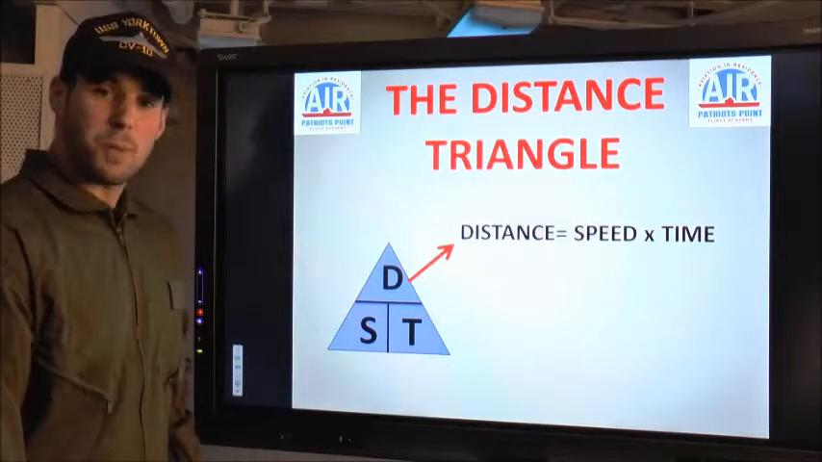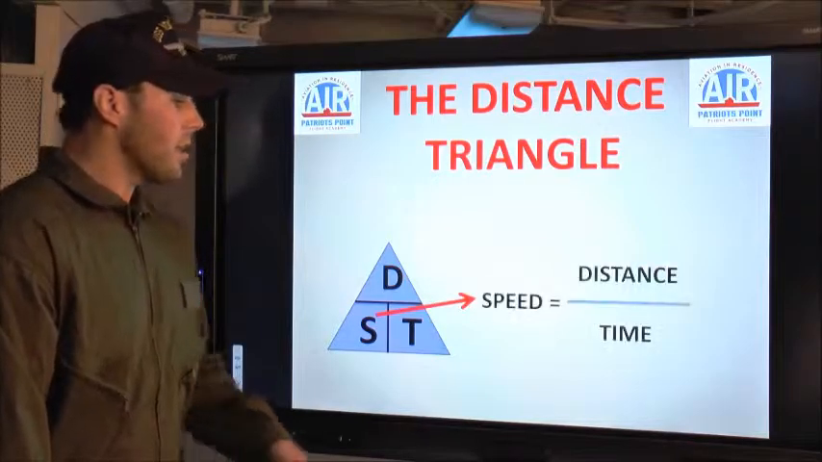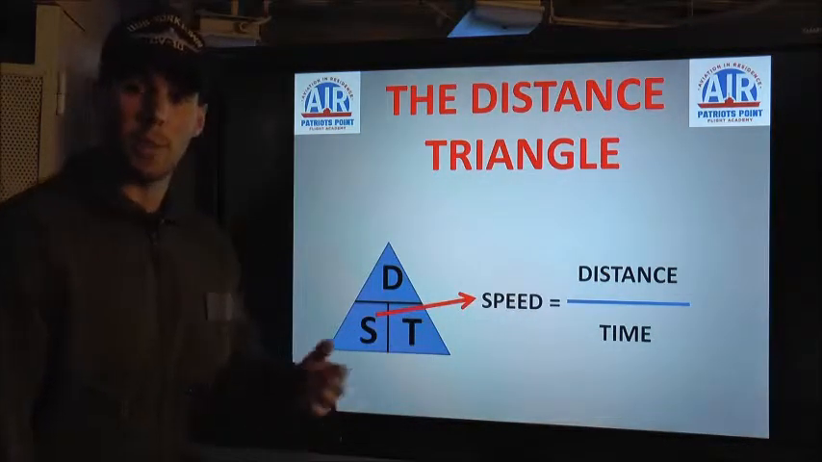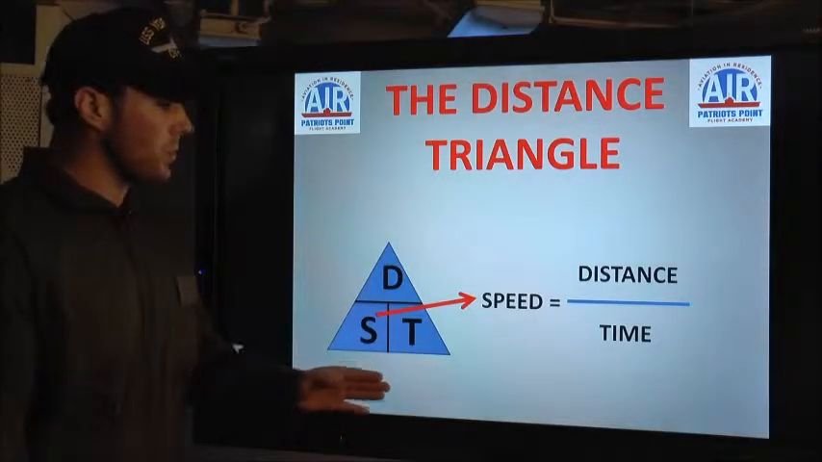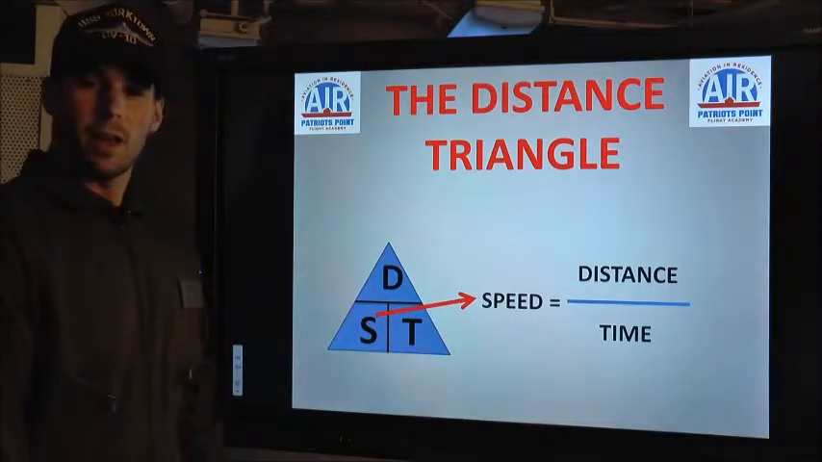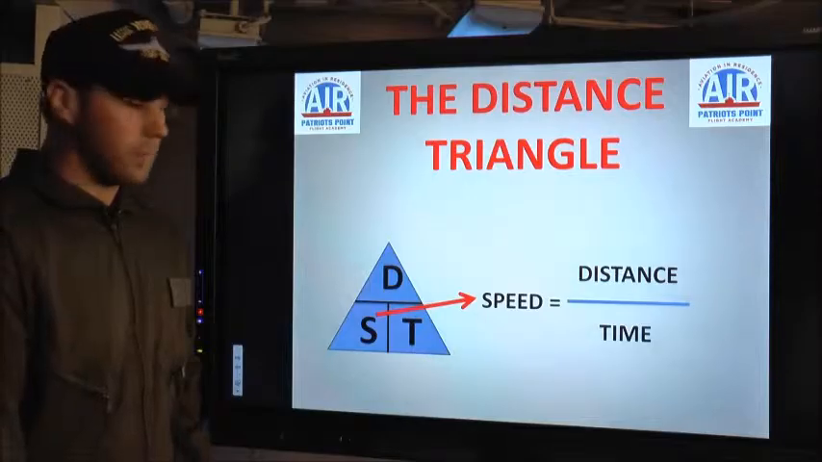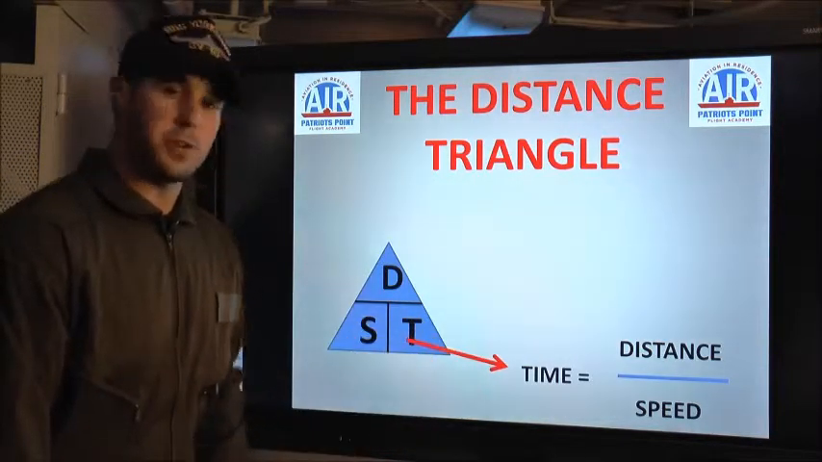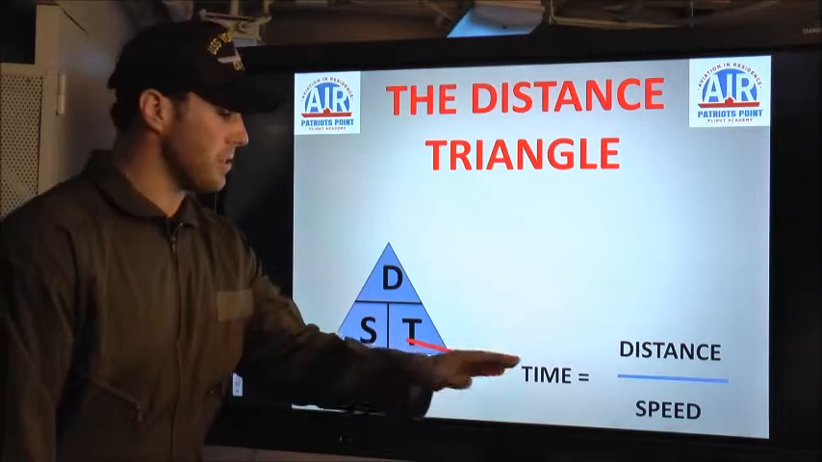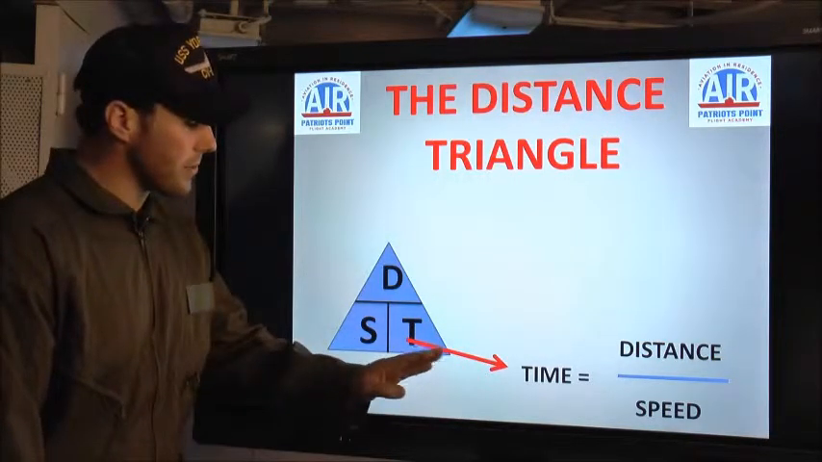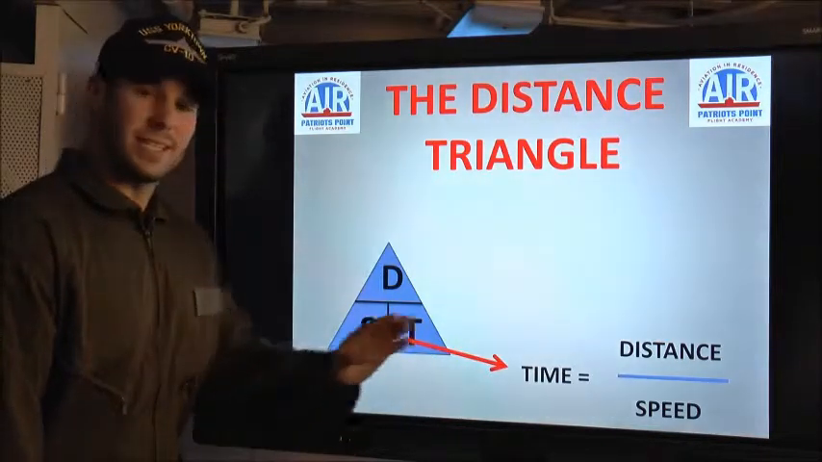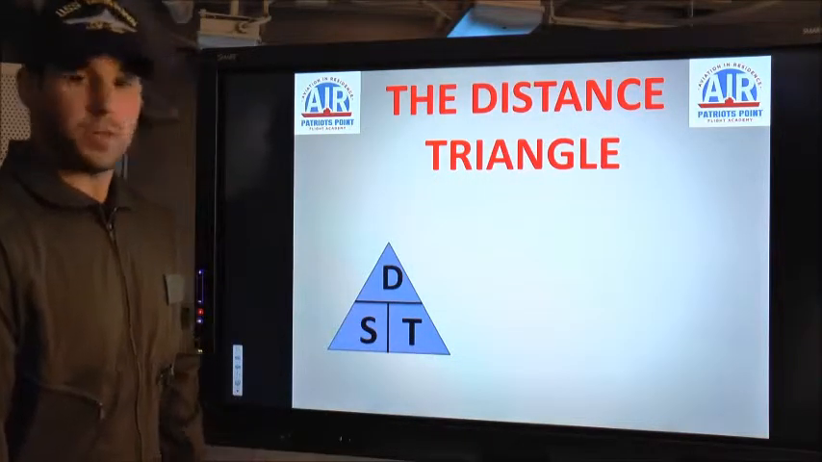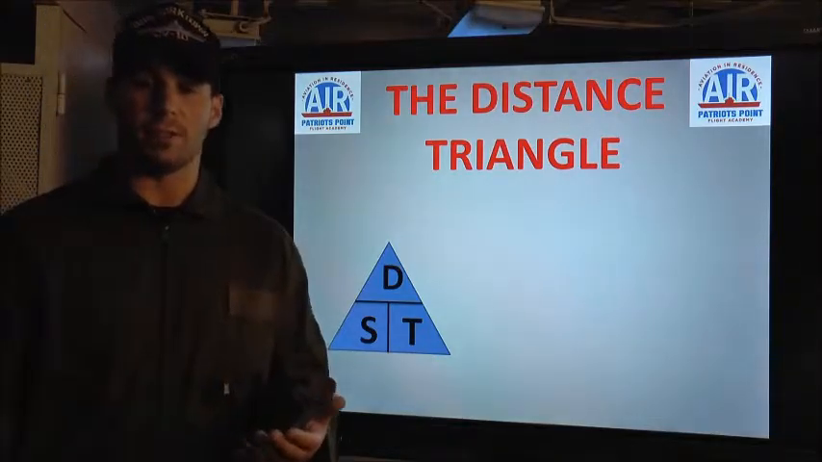Let's look at how to get our speed. If you had your distance and your time, and you divided your distance by time, you'd be able to get speed. So speed equals distance over time. Let's talk about the last corner of our triangle, which is time. To figure that out, you would also need your distance and your speed. So if you have your distance and your speed and you divide those out, you would get your time. So time equals distance over speed. Now, be sure to use this when we're charting out our navigational courses later on in the Flight Academy.